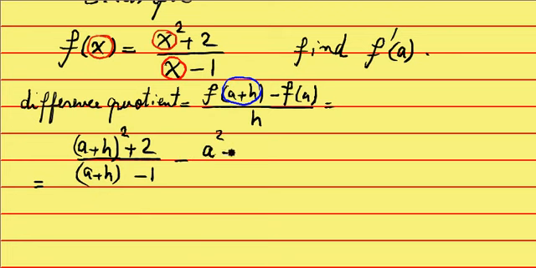Minus a squared plus 2 over a minus 1. So I just put this red item here instead of this blue item. That's piece number 1. Then just a copy of this. Instead of x, I'm using a, just a copy. Denominator is just an h.